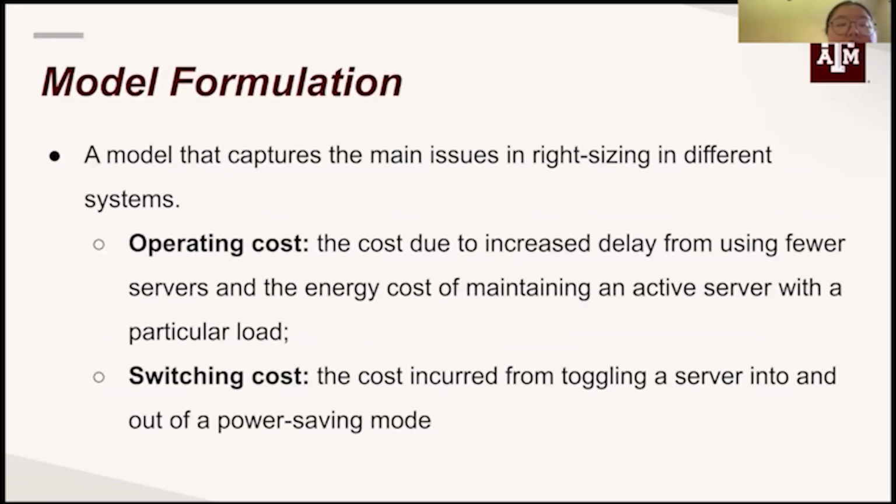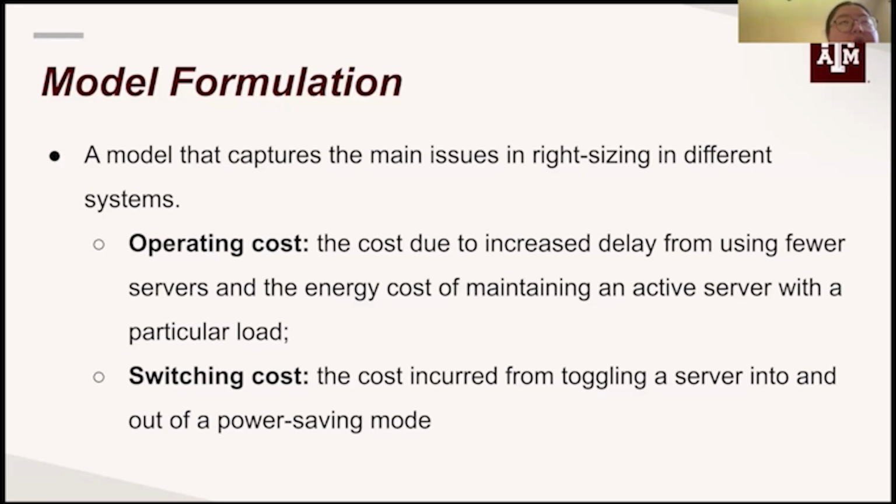So to begin with, and also reveal the mystery of their amazing work, I will introduce you to the model formulation, which is comprised of two parts. The first one is called operating cost, and the second one is switching cost. And we will go through them one by one. The operating cost is defined as the cost due to the delay from using fewer servers, and also the energy cost for maintaining one active server with a particular load.